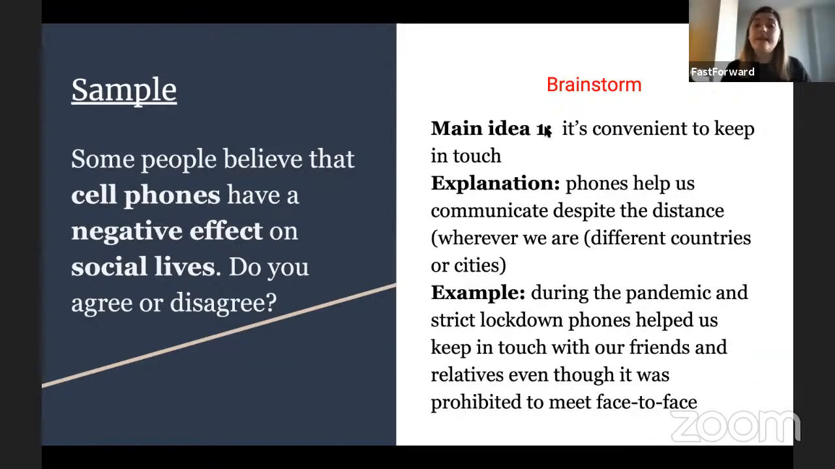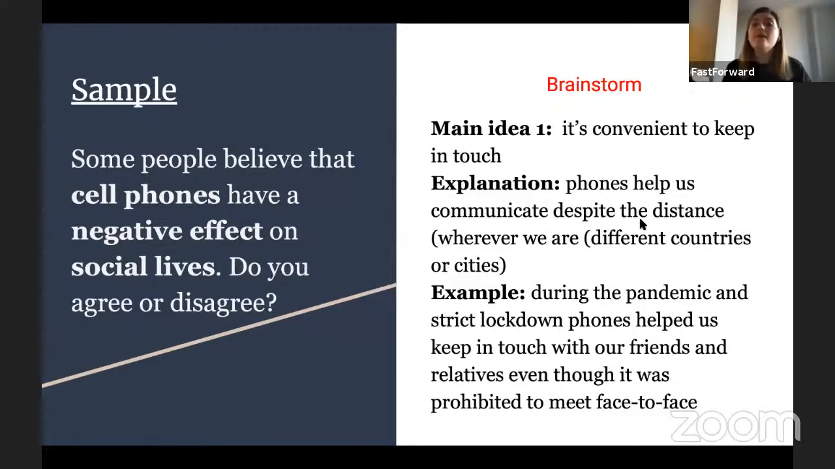And now let's talk about the example. Well, it should be global. And I'm talking here about the pandemic. It's a very global event. Everybody knows about it. So why not? And I can show different vocabulary I know, like pandemic, strict lockdown, keep in touch. That's also a very nice structure. So I'm saying here that during the pandemic and strict lockdown, phones helped us keep in touch with our friends and relatives, even though we couldn't meet each other, right? So this is definitely not negative, it's positive. That's why I disagree. And this is a very good example which supports my idea.